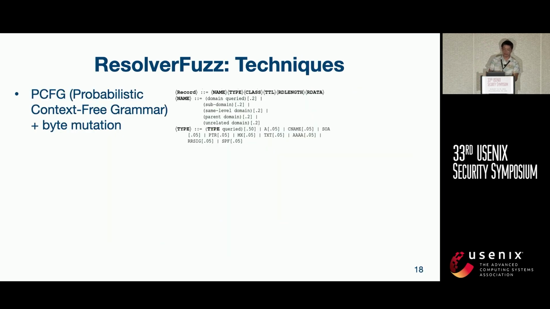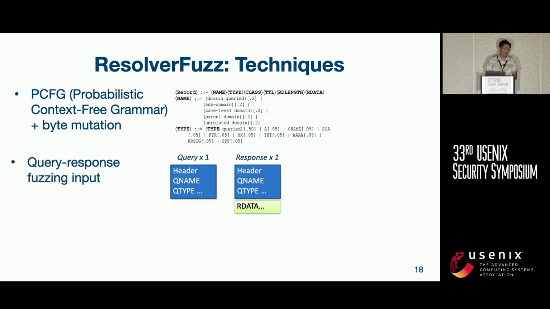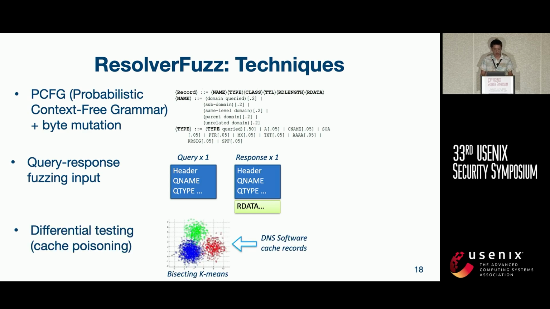In detail, we have these techniques in ResolverFuzz. For example, we write the grammar in a variation of the context-free grammar, CFG, which is the probabilistic context-free grammar, PCFG, with probabilities assigned to the terminals. We also adopt bi-level mutations for a certain proportion of the test cases. We have query-response fuzzing inputs, which means we have a pair of query and response during one test. And we use differential testing for the vulnerability analysis. For example, we use bisecting k-means for cache poisoning analysis.